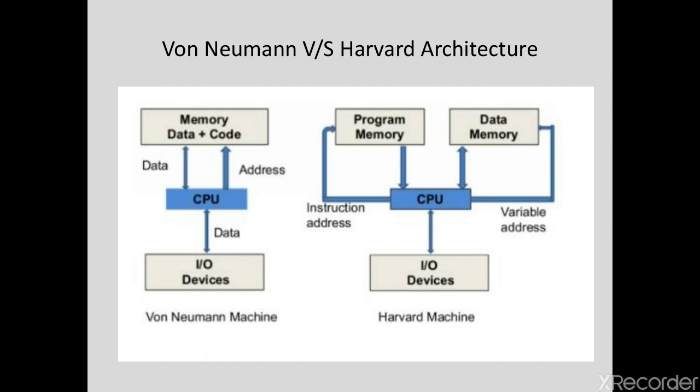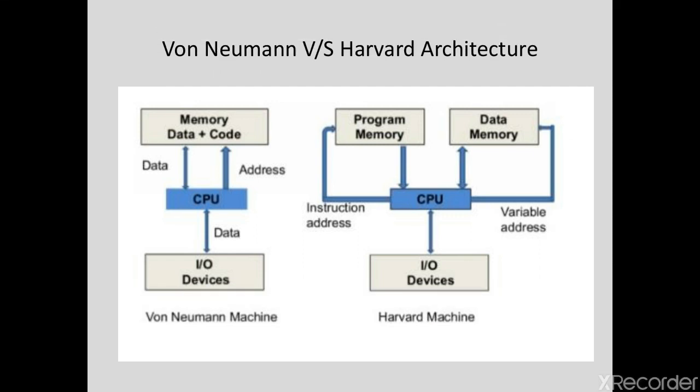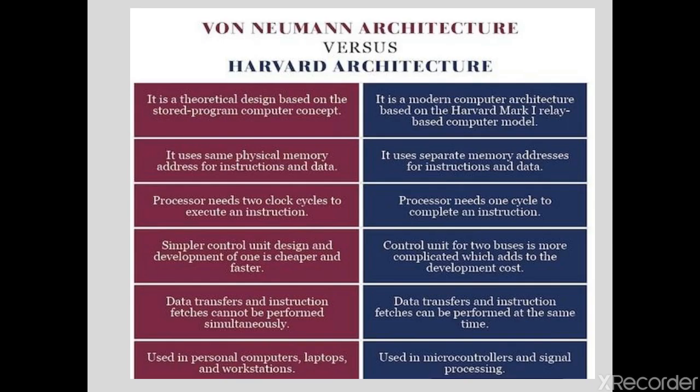Whereas in the Harvard machine model, we have two separate memories allocated, and two separate buses allocated for the program memory as well as data memory, and hence both operations can be performed simultaneously in the case of the Harvard machine. So this is an important difference.